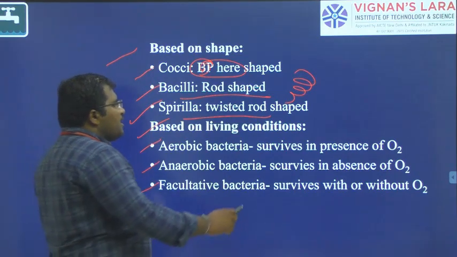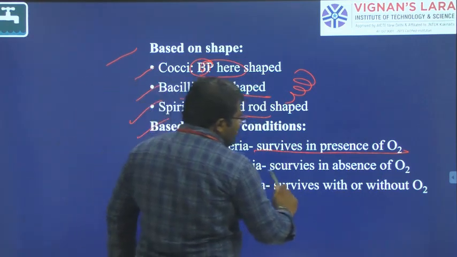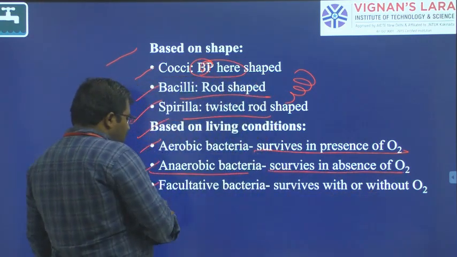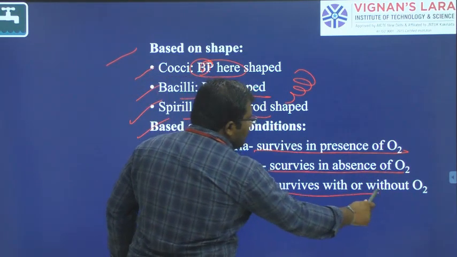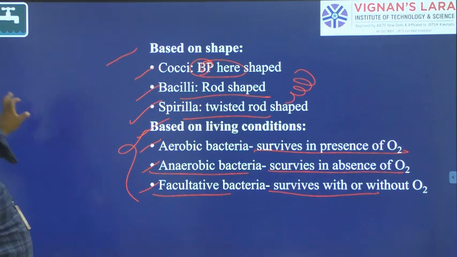Aerobic means it is going to survive only in the presence of oxygen, right? Anaerobic means it survives in the absence of free oxygen. Facultative means survives with or without oxygen. This classification is most important. We are going to study it, right?